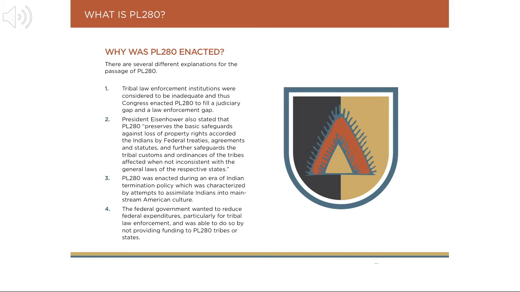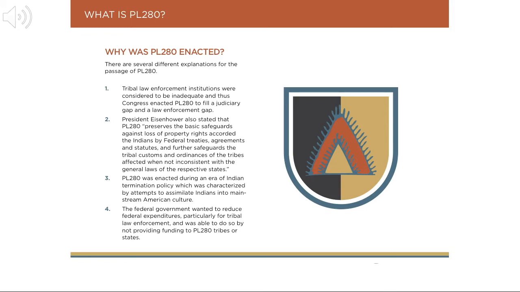The House of Representatives originally introduced PL280 as a mechanism for combating tribal crime in California. The Senate eventually expanded the scope of the bill upon finding that the enforcement of law and order among Indians in Indian country had been largely left to Indian groups, which were not adequately organized to perform that function. President Eisenhower also stated that PL280 preserves the basic safeguards against loss of property rights accorded the Indians by federal treaties, agreements, and statutes, and further safeguards the tribal customs and ordinances of the tribes affected when not inconsistent with the general laws of the respective states.